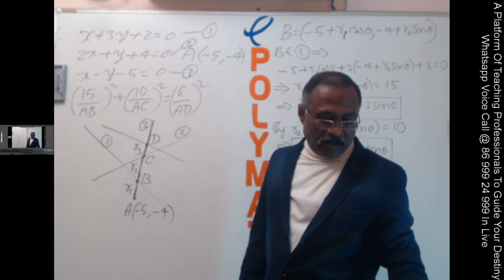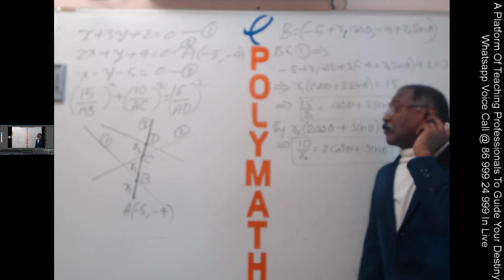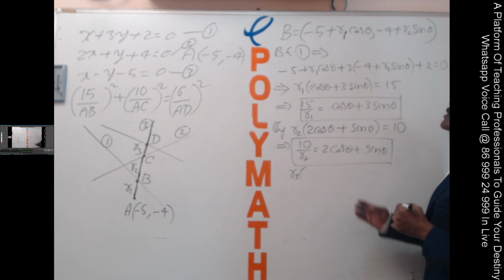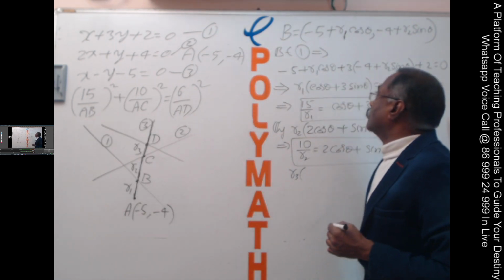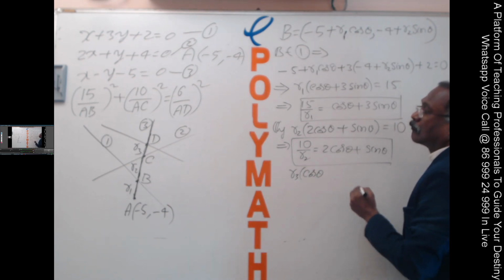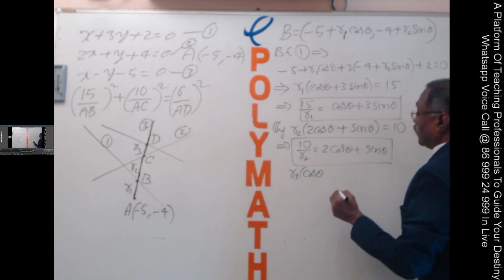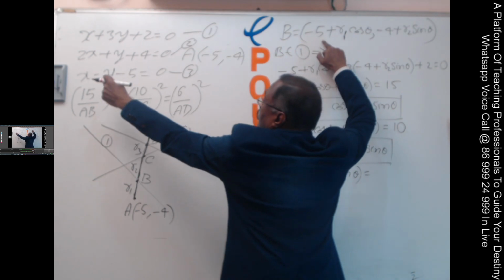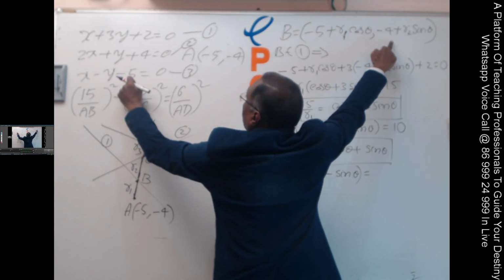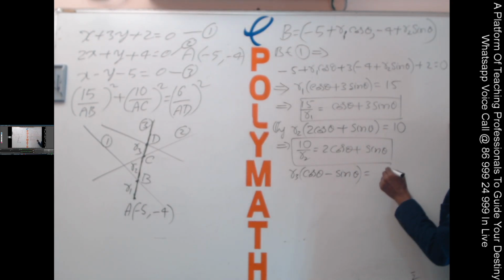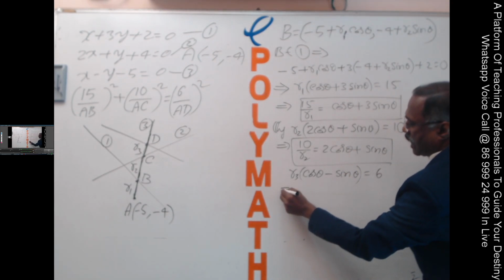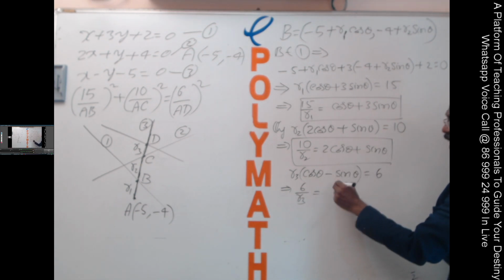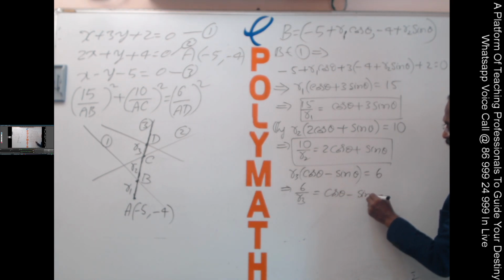Now similarly, what can we write? R3 into, substitute this here, R3 into cos theta minus sin theta is equal to, this one is minus 5 minus 5, minus 10. Minus 10 plus 4, minus 6, is equal to 6. So 6 by R3 is equal to cos theta minus sin theta.